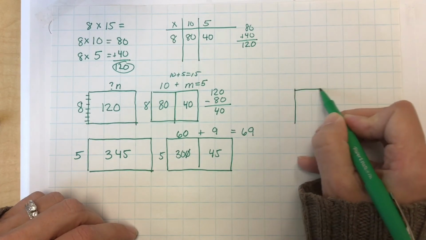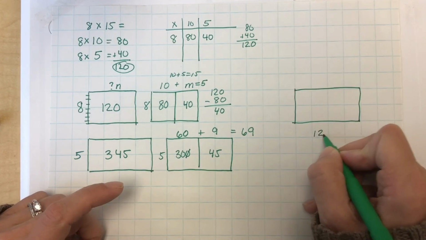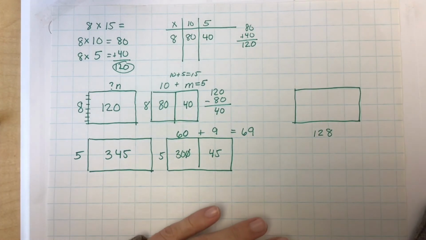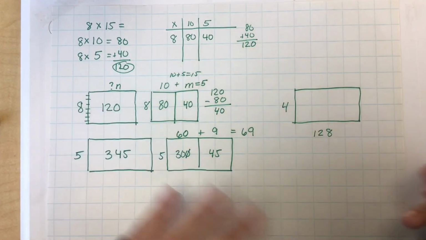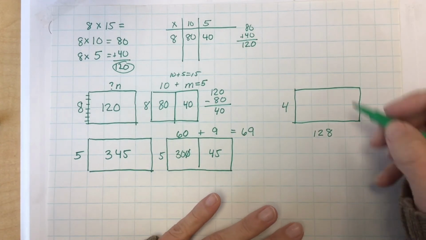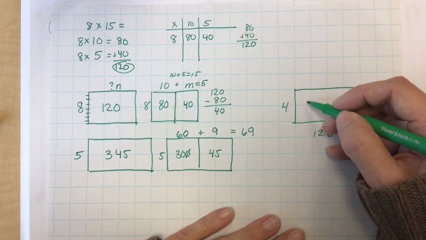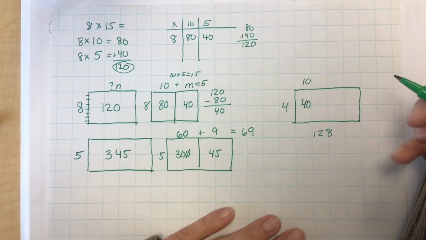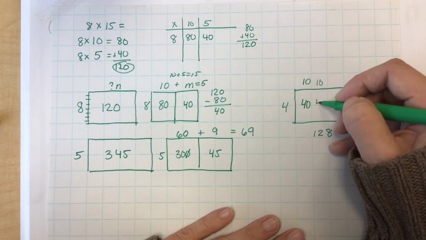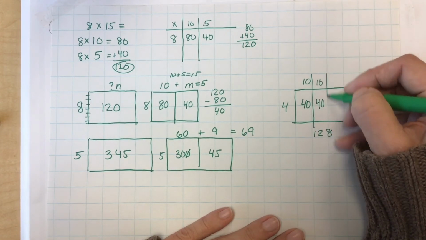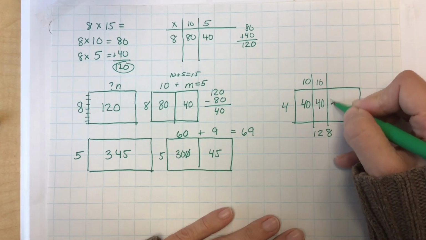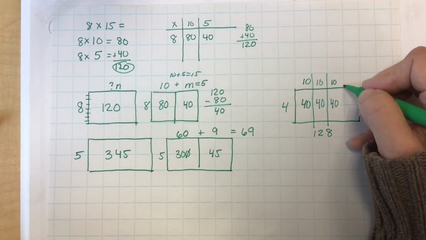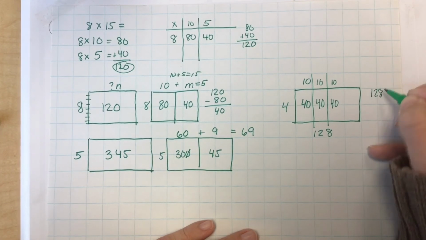So for example, I'm going to try the number 128, and I'm going to divide it by 4. I don't know the answer to this, but I could say that 10 groups of 4 is 40. And I could do that again. 10 groups of 4 is 40. Now I have 80. And 10 groups of 4 is 40. Now I have 120.